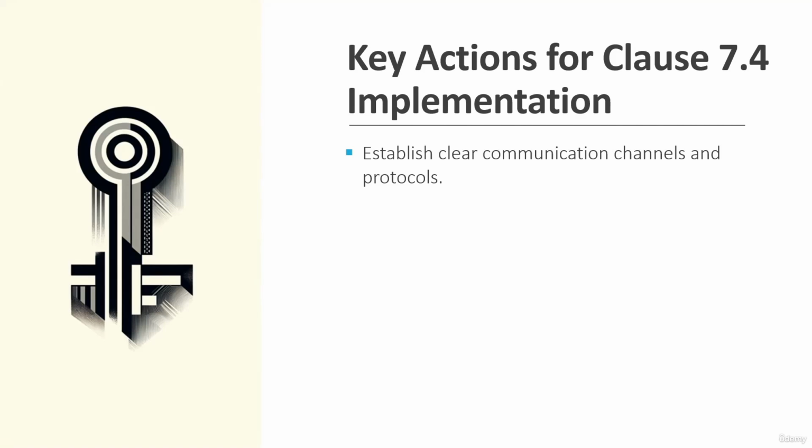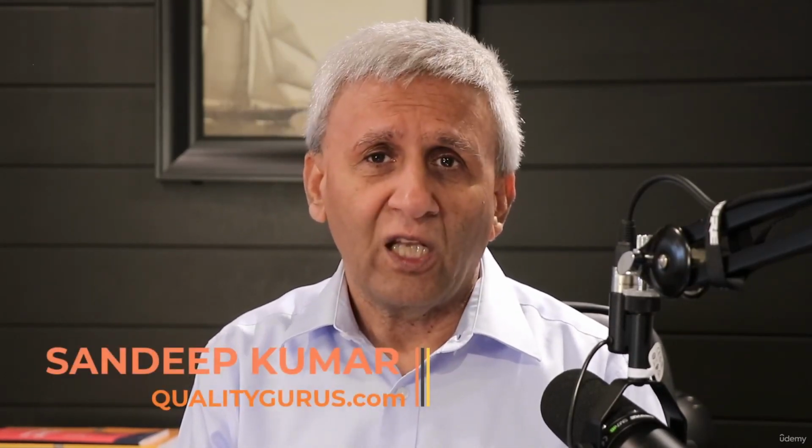That is 7.4. So in the first video, in clause number 7, we talked about 7.1, which was resources. In this video, we talked about 7.2, 3, and 4. Now let's talk about one more component of clause 7, which is 7.5, documented information. Let's talk about that in the next video.